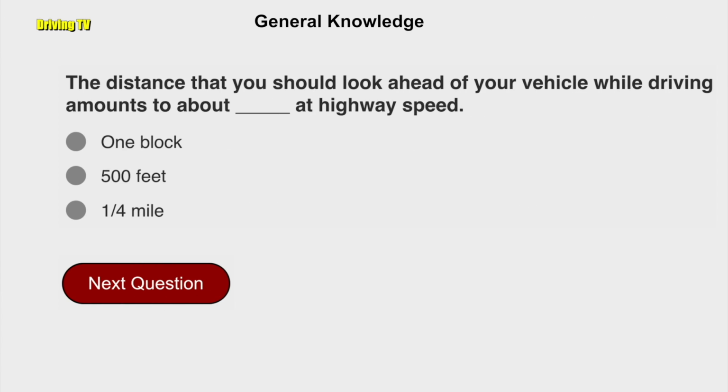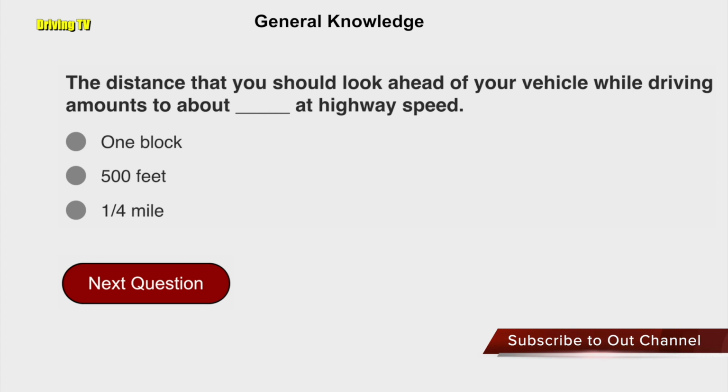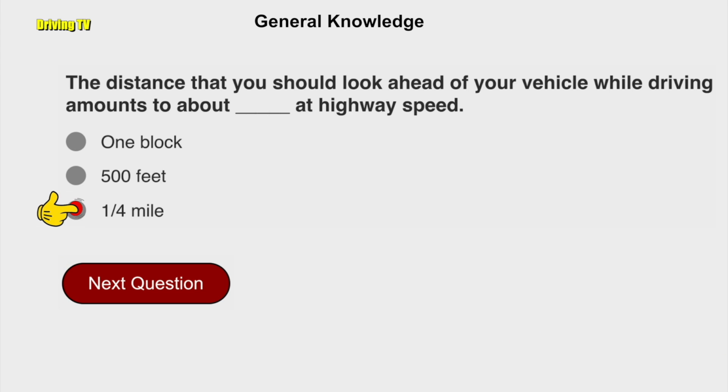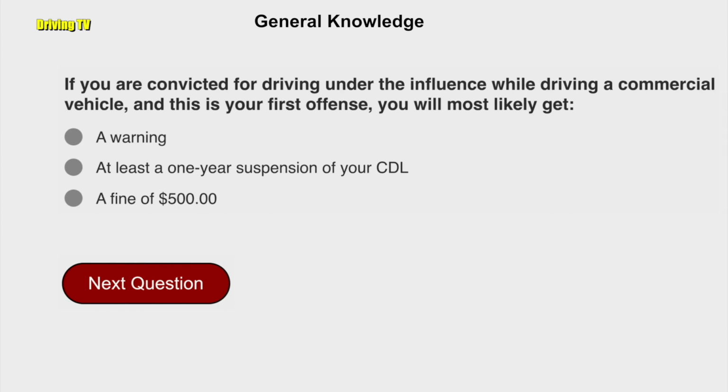The distance that you should look ahead of your vehicle while driving, at highway speed, amounts to about 1/4 of a mile. If you're convicted for driving under the influence while driving a commercial vehicle, and this is your first offense, you will most likely get at least 1 year suspension of your CDL.